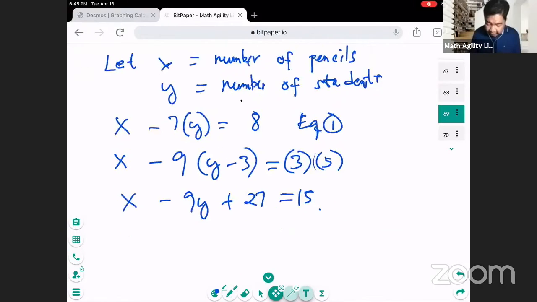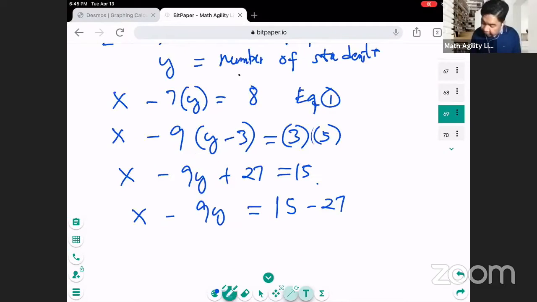Okay, so again, let's transpose 27 to the right-hand side. So 15 minus 27. So this would be x minus 9y equals negative 12. So let's name this equation 2. So we have already 2 equations.